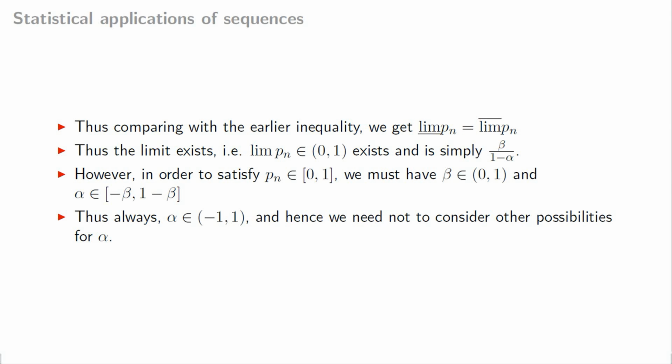This limiting value can be obtained from the recursion relation using the fact that the limit exists. However, since Pn is a probability, Pn must lie between 0 and 1, and in order to satisfy that, we must have beta belonging to [0, 1] and alpha belonging to [minus beta, 1 minus beta]. Thus, always alpha belongs to [minus 1, plus 1], and hence we need not consider other possibilities for alpha.